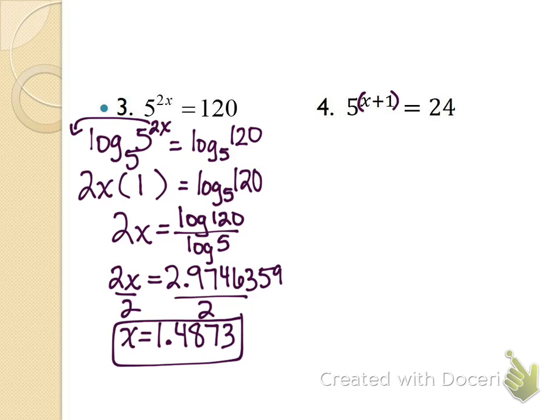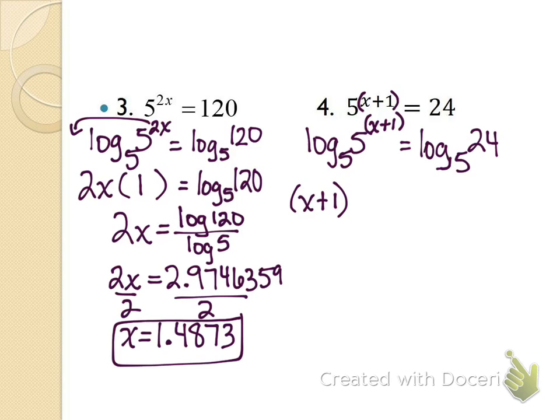On number 4, what base am I starting out with? 5. Again, a 5. That is the base from my number with an exponent. Now this time, you might want to write the exponent in parentheses, because the whole entire exponent has to go where? In the front. So x plus 1 has to come out in front. Log base 5 of 5 is 1. And then we still have log base 5 of 24. X plus 1 times 1 gives me x plus 1.